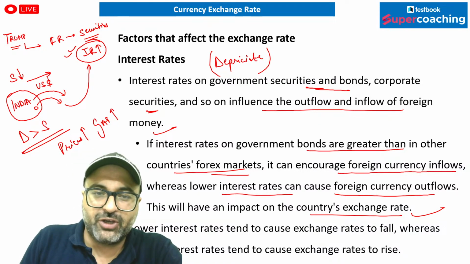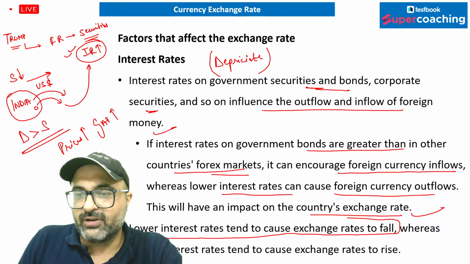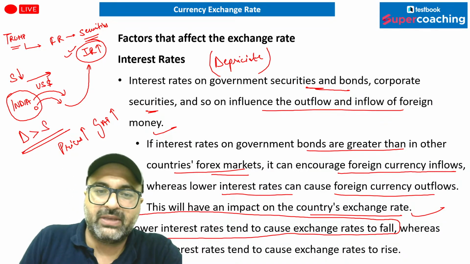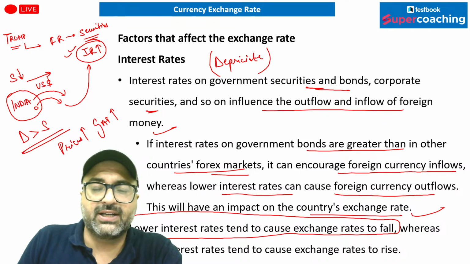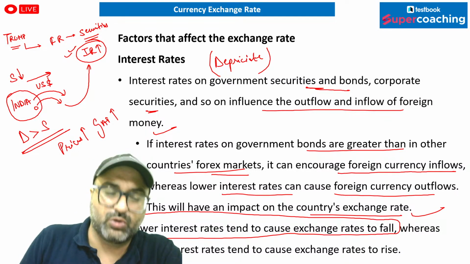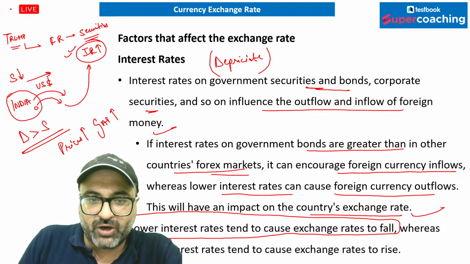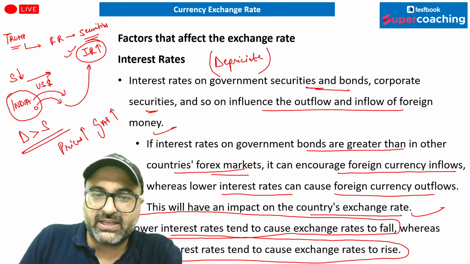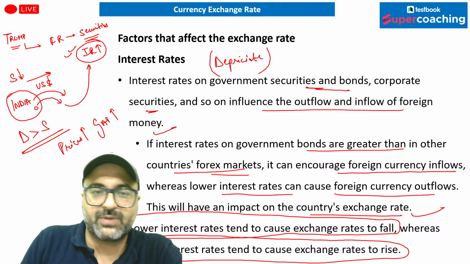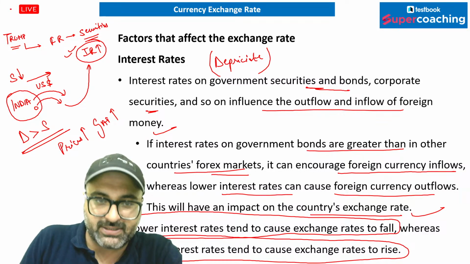So if your country is offering a lower interest rate, then no foreign currency will be coming into your country in order to invest their funds to earn interest, which will result in low supply. Low supply means gap increases. But if your country is offering a high interest rate, then obviously there will be an increase in foreign investment. Foreign investment increases, there will be an increase in inflow of foreign currency.